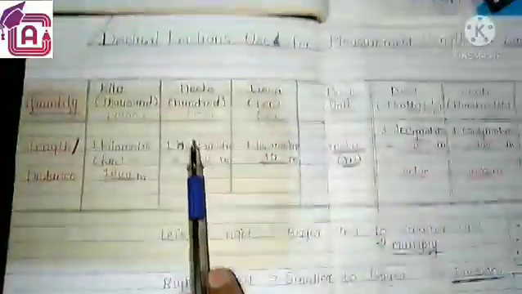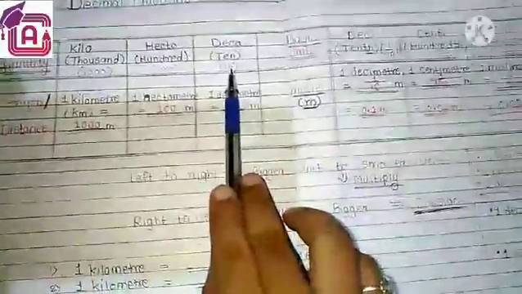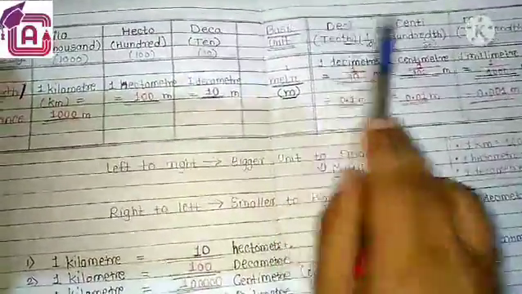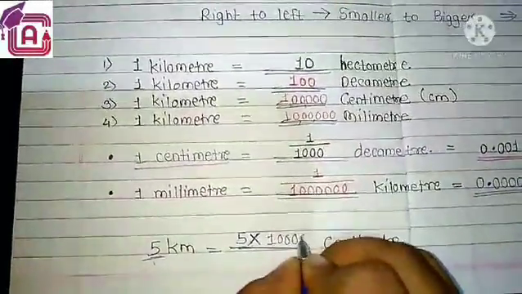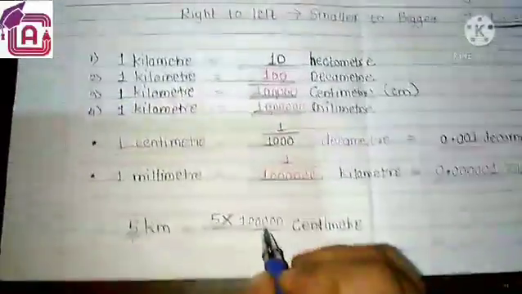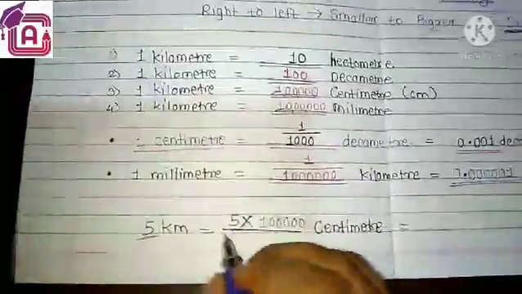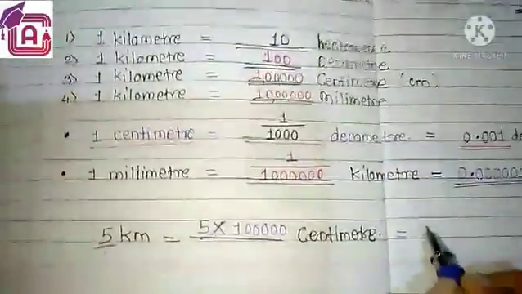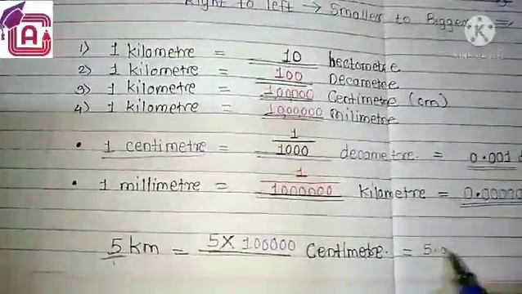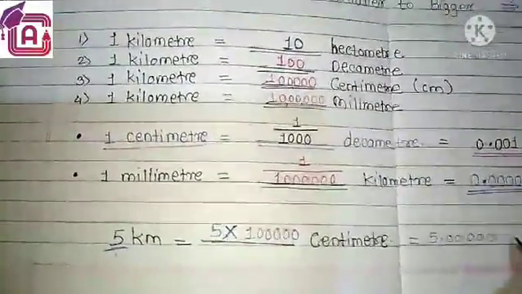Kilo to centi: first, second, third, fourth and fifth place. So fifth place means on a 1, how many zeros are there? 1, 2, 3, 4, 5. So 5 multiplied by how many? 1 lakh. 5 multiplied by 1 lakh is equal to 5 lakh. 5 lakh centi.